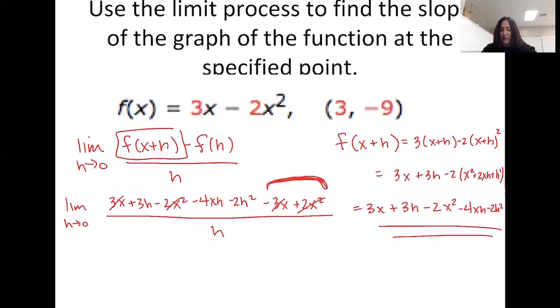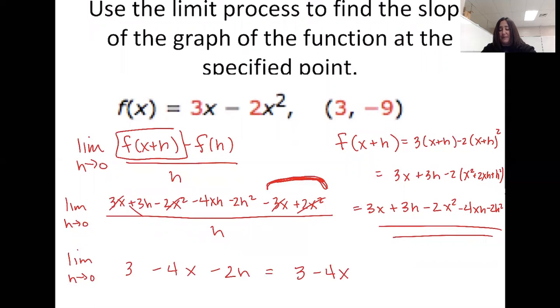So now let's take out what we have left. So we'd have the limit as h goes to 0. Now we're really dividing out this h. So we'd have 3 minus 4x minus 2h. And we're taking the limit as h goes to 0. So what you'll see here is that last term would be negative 2 times 0. So if we did that direct substitution, we would have 3 minus 4x. So that would be what is called the derivative. That is the slope of that graph at any particular point.